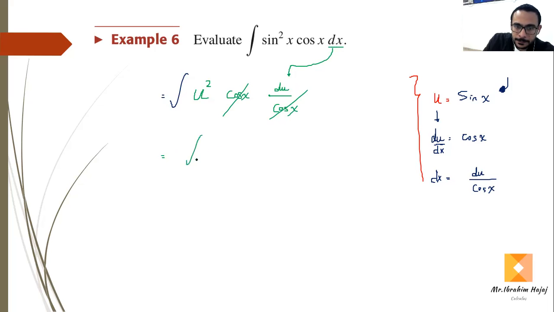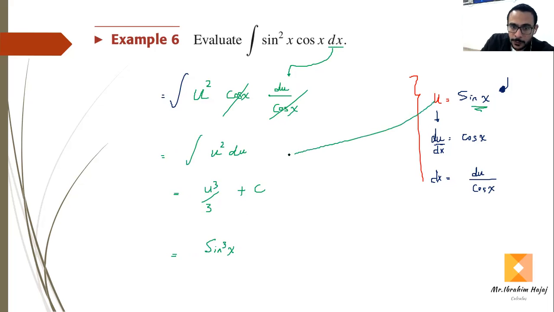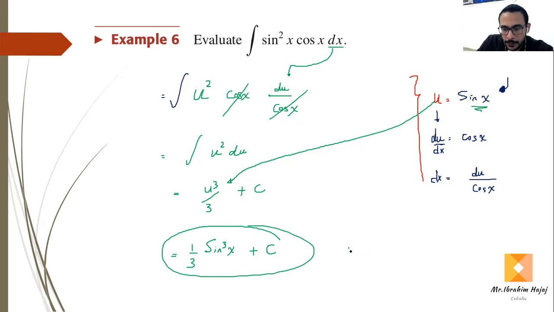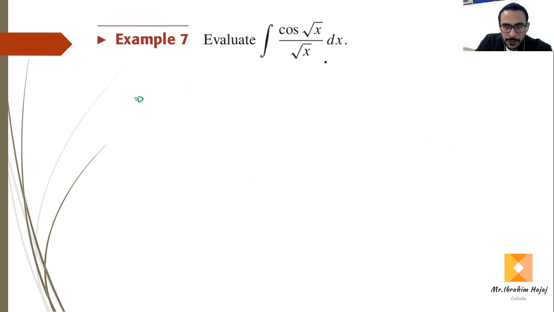Now we want to integrate u squared, which is u cubed over 3, plus c. Now sine cubed x over 3, plus c. Okay, thank you. Yes, Abdurrahman, you're welcome. Any problem here, guys? Is it clear for all? Yes. Let's move, guys, to the question about cosine radical x over x.